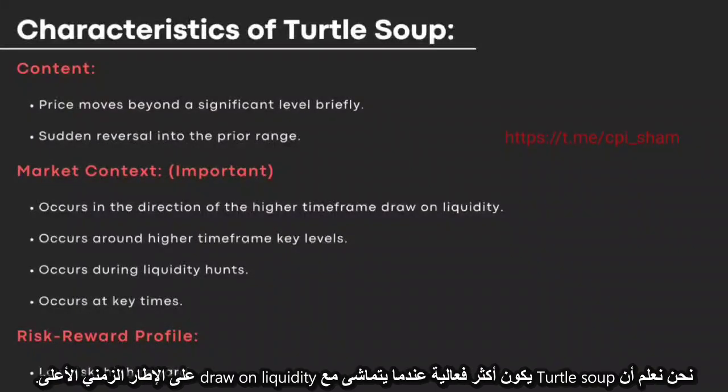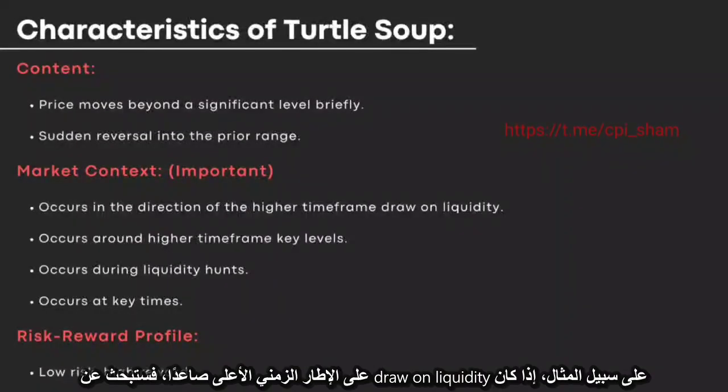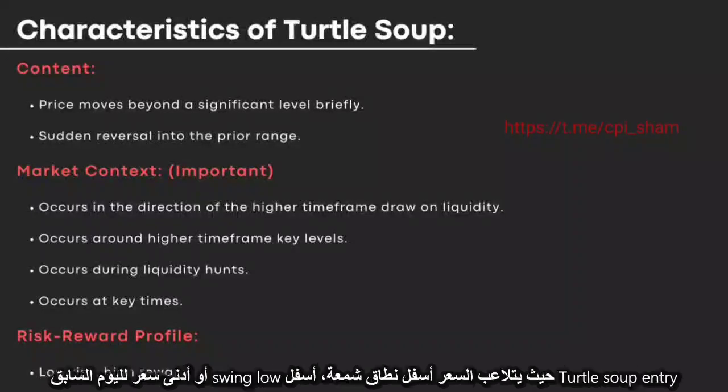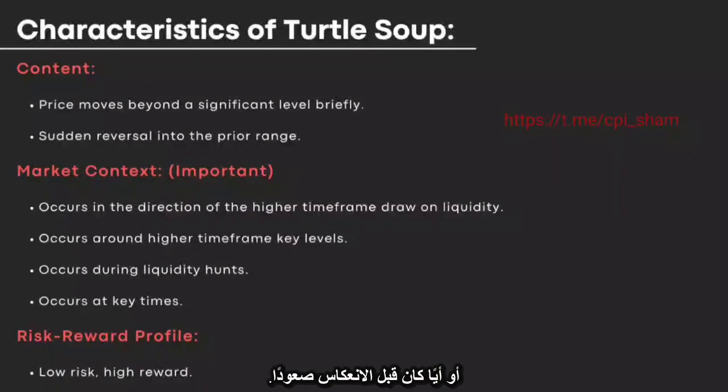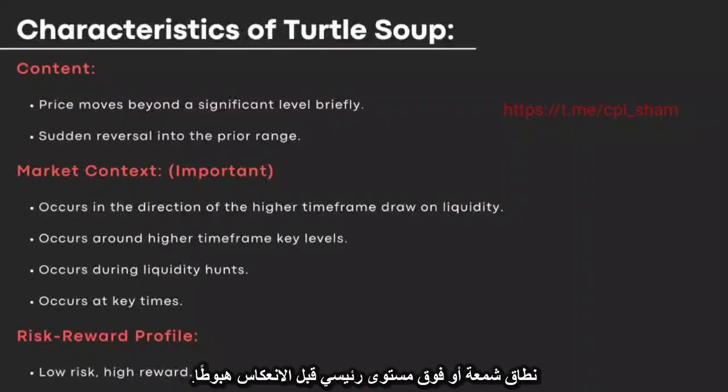We know that turtle soups are most effective when they align with the high time frame liquidity draw. For example, if the high time frame drawn liquidity is higher, then you're going to look for a turtle soup entry where price manipulates below a candle range low, a swing low, or a previous day low, or whatever, before reversing higher. And if the drawn liquidity is lower, then you're going to look for price to reject above a high, above a candle range, or above a key level before reversing lower.